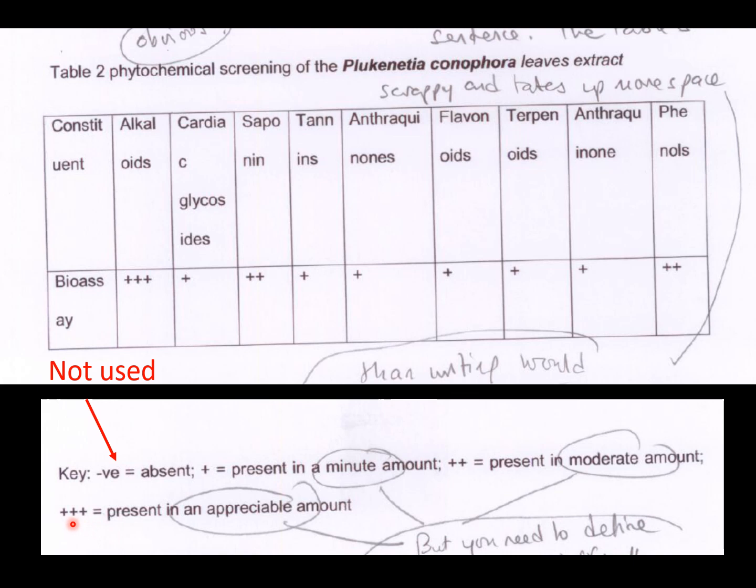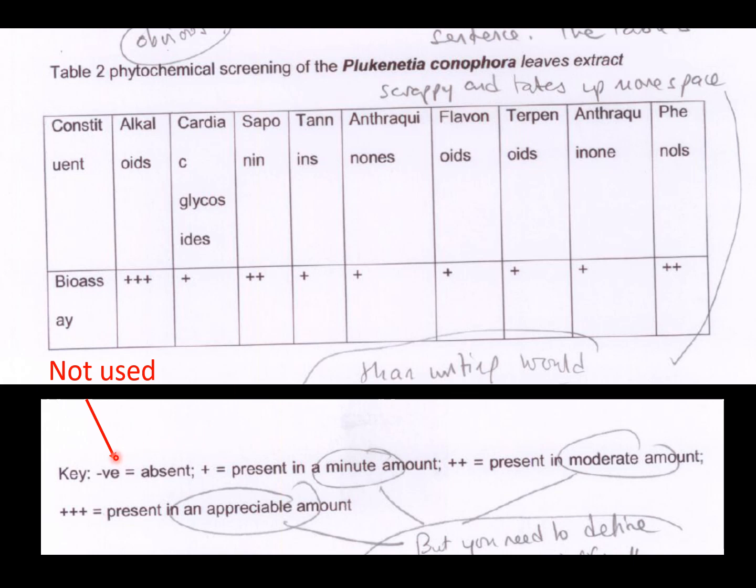So 3 pluses is present in an appreciable amount. But what does that mean? What's appreciable? Present in a moderate amount. What does moderate mean? Present in a minute amount. What does that mean? Give some values. Give some percentages or something.